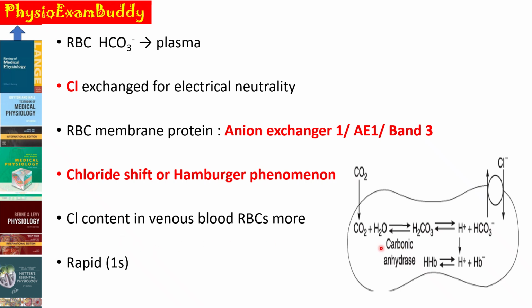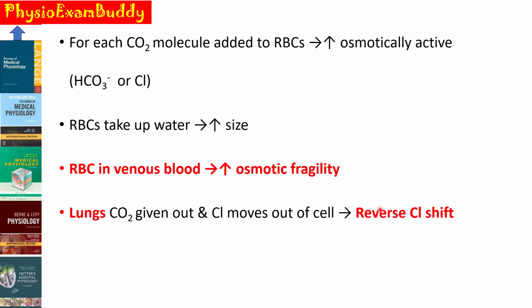When chloride shift is asked, you have to draw this diagram also. For each carbon dioxide molecule added to the red cell, there is an increase of one osmotically active particle in the cell, either a bicarbonate or chloride. Consequently, the red cells take up water and increase in size. Because of this, the RBCs in the venous blood have the highest osmotic fragility, which can again be asked as a physiological basis question. And in the lungs, the reverse happens. The carbon dioxide will be given out and chloride will move out of the cell by a process known as the reverse chloride shift.